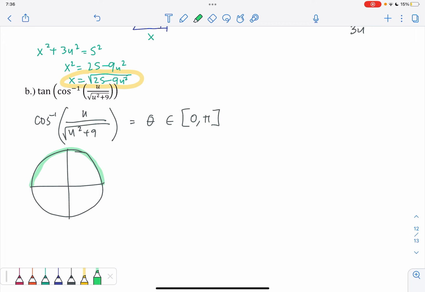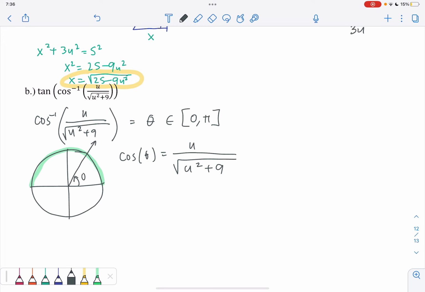Now I know more than that, because then I can write cosine of this angle theta is equal to u over square root of u squared plus 9. Again, I'm assuming that u is positive and everything is groovy, because why not? And so that means I'm going to be in quadrant 1. So here's my angle theta. Now let's define x, y, and r. Here's the point (x, y), and the length r is just the length of the radius.